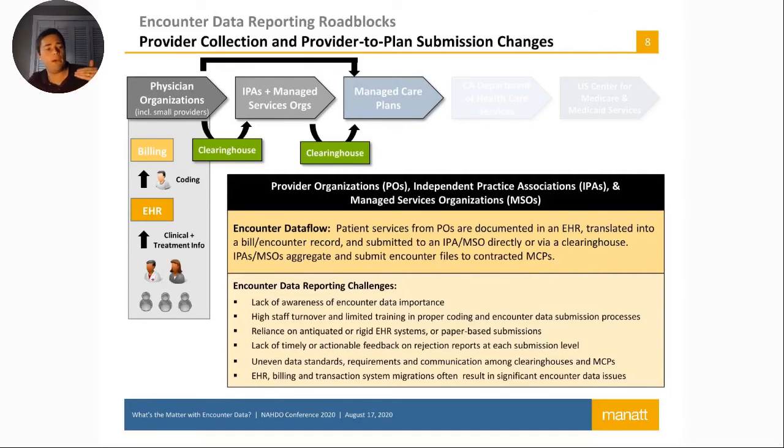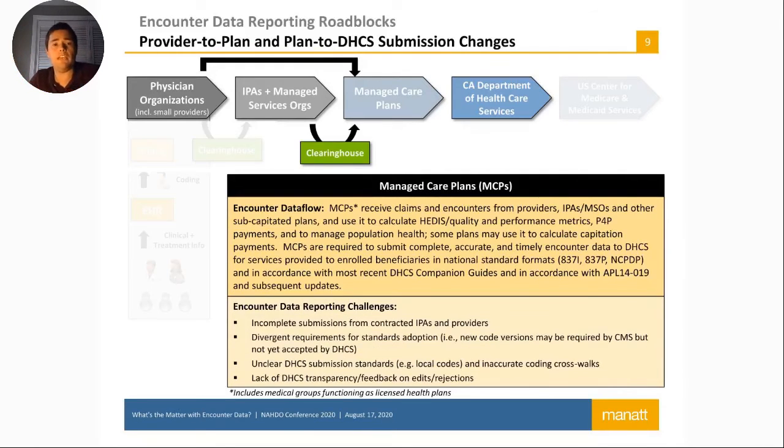But generally, when we're thinking about the data that we have access to and where the initial quality concerns come into play, at the very base provider level, you have significant differences in awareness of encounter data importance. You have significant turnover in the staff who are actually coding the data, and you have often antiquated and rigid EHR systems that have been in place for a long time that don't necessarily keep up to the same data standards.